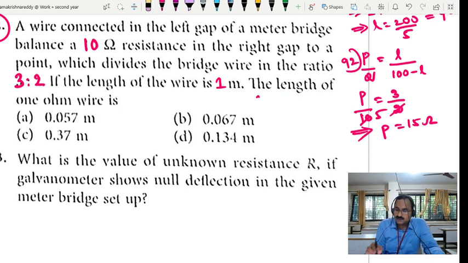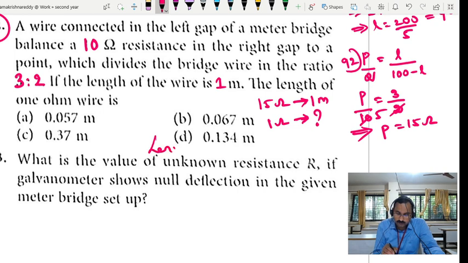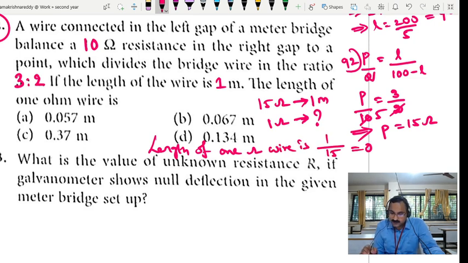Or otherwise you take in this order, then it is easy: 15 ohm, 1 meter. 1 ohm, how much? Cross multiply that. How much are you getting from cross multiplication? 1 divided by 15 only, no? So length of 1 ohm wire is 1 by 15. That is 0.066, like that you are getting, that is B.